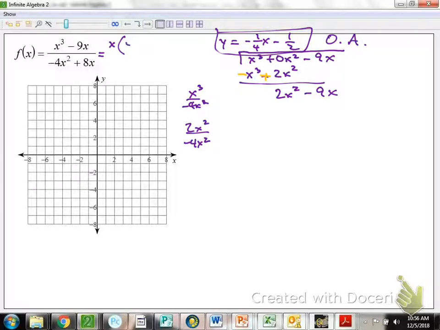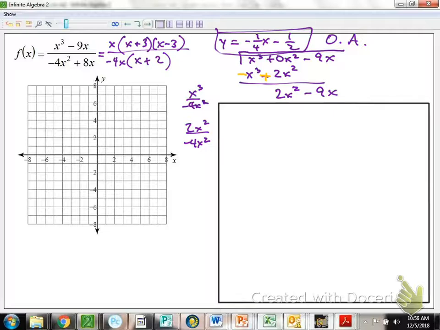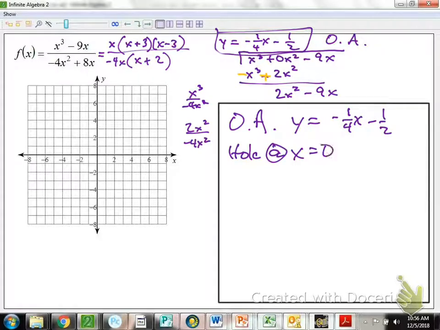So the top is x times x squared minus 9, which factors as x times x plus 3 times x minus 3. The bottom is negative 4x times x plus 2. There's a hole in the function. We got a hole in the function here. Okay. X's cancel, right? So I've got a hole at x equals 0. Let's see, we've got our oblique asymptote. I'm just getting all of our information compiled here. We have a hole at x equals 0. Let's find the location of the hole.